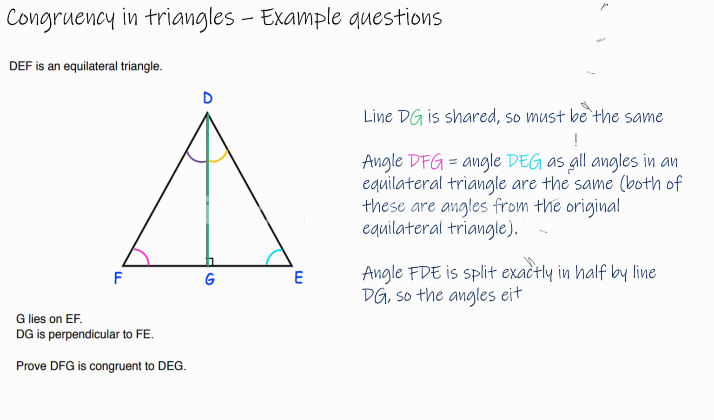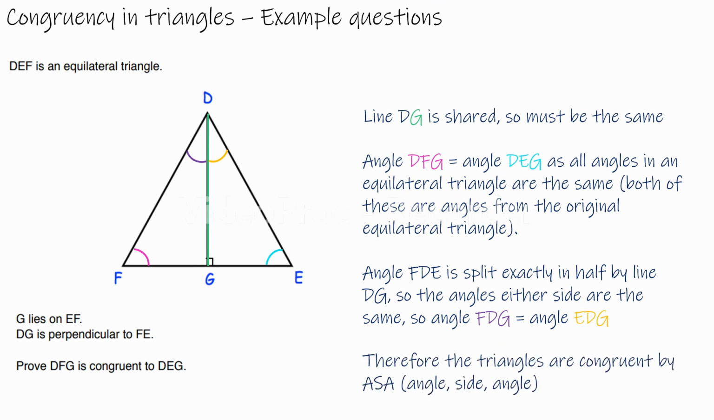And finally, I can say that angle FDE is split exactly in half by the line DG, therefore the angles either side of that angle must be the same. Once again, that would be 60 degrees as it's part of an equilateral triangle. Splitting it exactly in half will leave 2 angles of 30 degrees and 30 degrees, therefore they must be the same. Once again, we've used ASA, or angle side angle, to prove these triangles congruent.